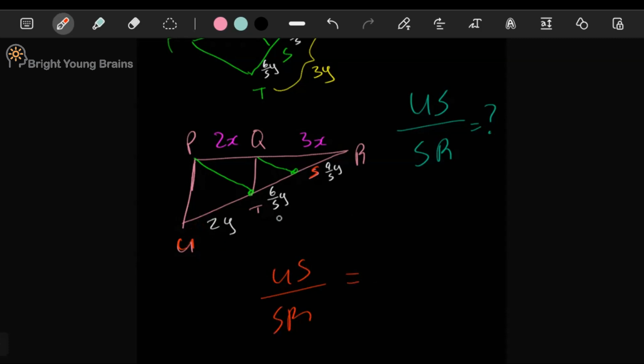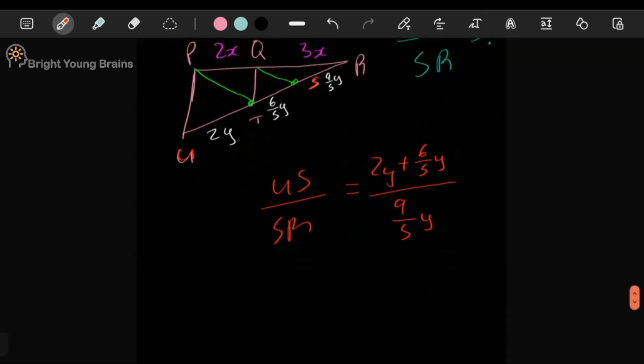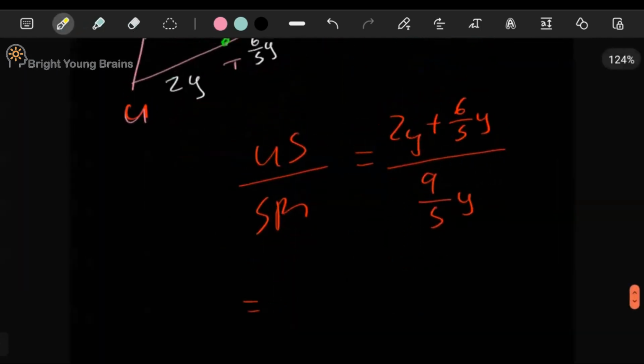And then the SR is just 9 over 5y. Literally all we have to do is work with the right-hand side and simplify it as best as we can. Let me just grab a calculator here actually, and then we'll be done.